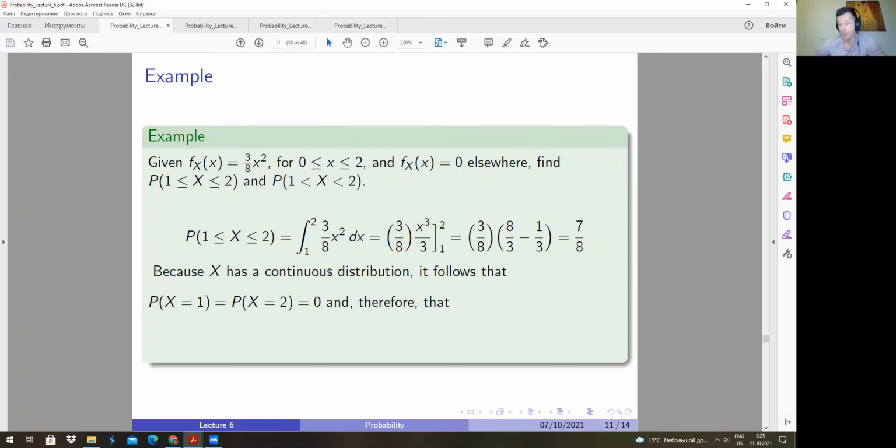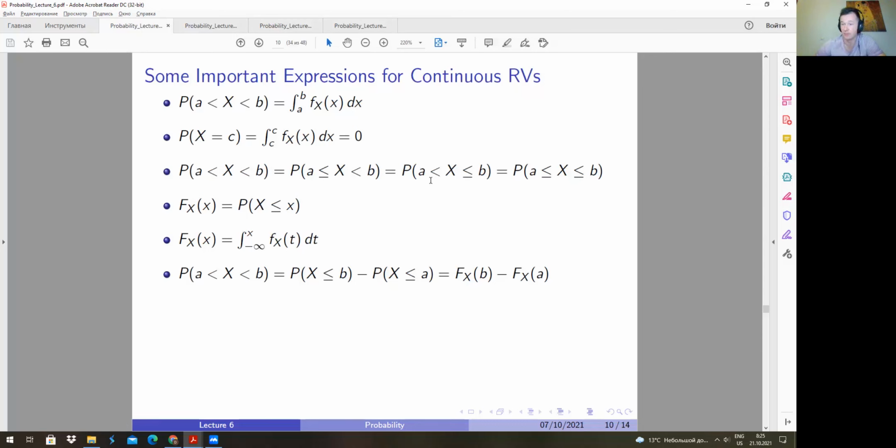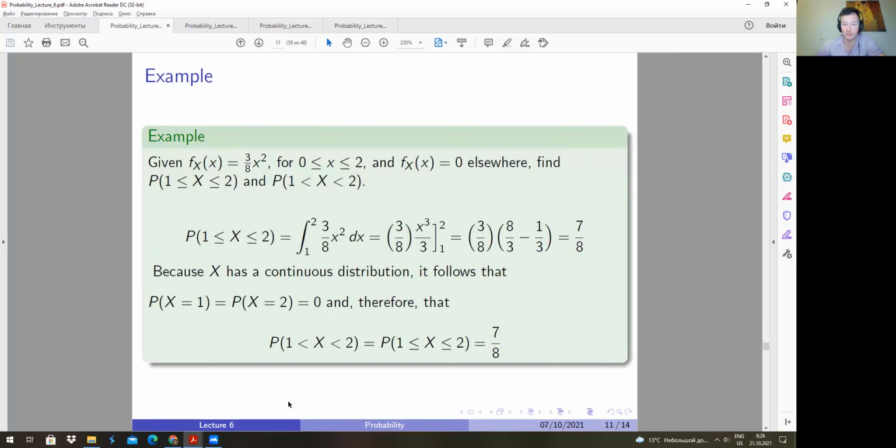Okay, and because x is continuous, we know that the probability that x is exactly 1 and the probability that x is exactly 2 are both 0. So we can simply use this third property to claim that the probability that x is strictly greater than 1 and less than 2 equals the probability that x is weakly greater than 1 and less than 2, and both probabilities are 7 over 8. No difference whether we include or not include.